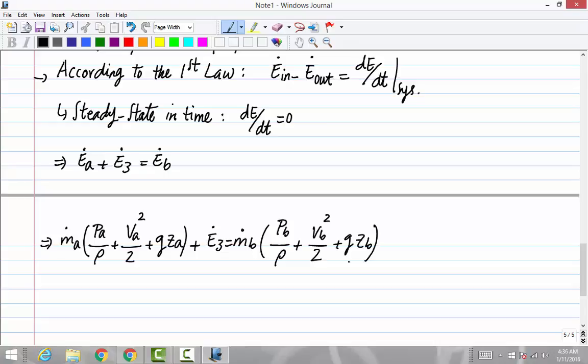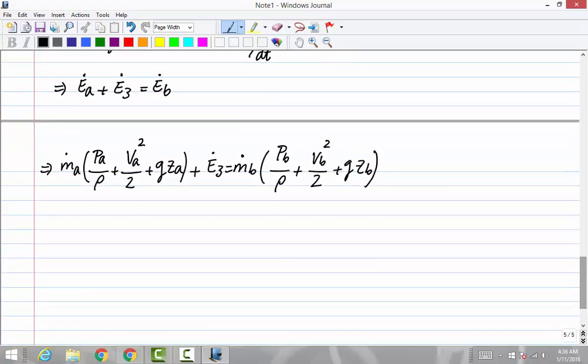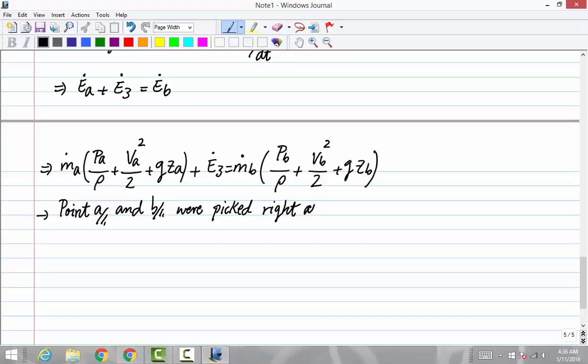And at this point, we need to have some assumptions. That first one is that points A and B were picked right at the pump inlet and outlet respectively, right?